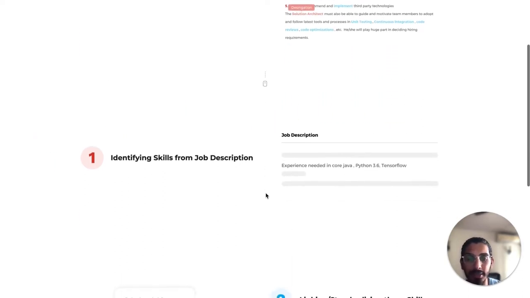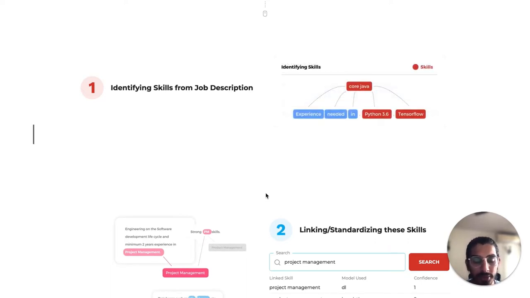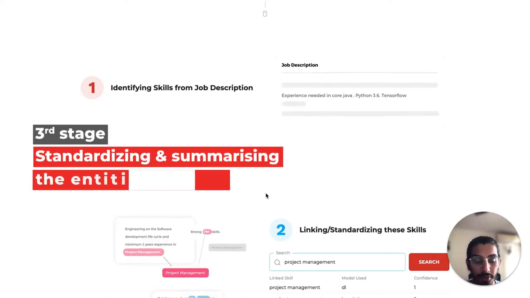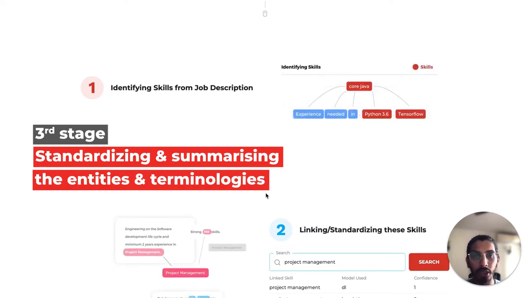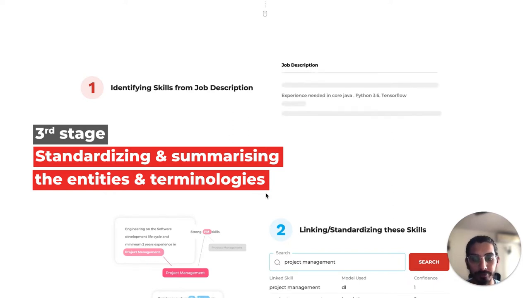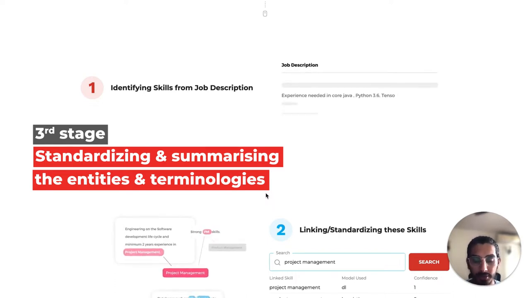Once it has understood that information like skills, the third stage is standardizing those entities. People write different terminologies when they publish their jobs online. For example, PM can be product management, PM can be project management. People write abbreviations, for example K8s, which is the abbreviation of Kubernetes. And people can write a terminology like managing projects as part of their job description.